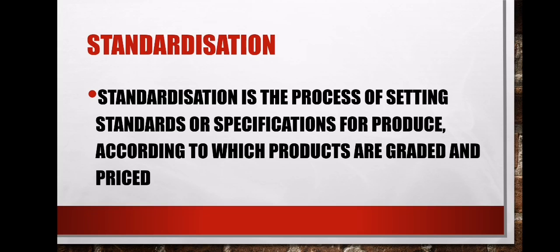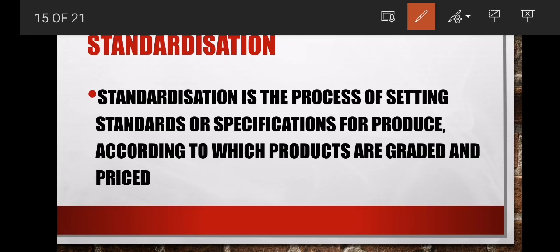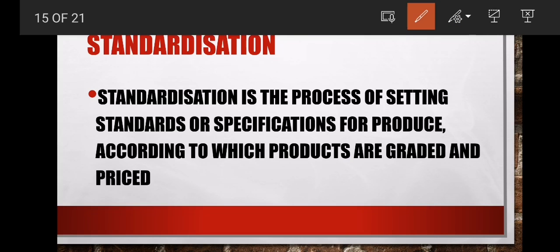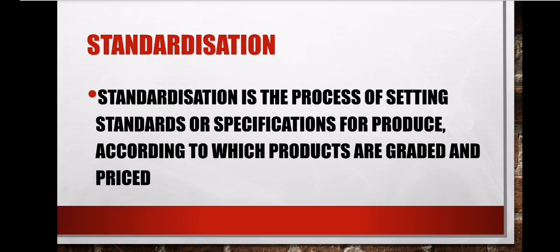In this case, good people, we set products or we arrange products based on uniformity. But the definition says setting standards or specifications for produce or for products according to which products are graded or priced. So we want to know that these products of the same size are together. These products of the same quality are together. These products of the same color are together. So we arrange the products based on their uniformity.